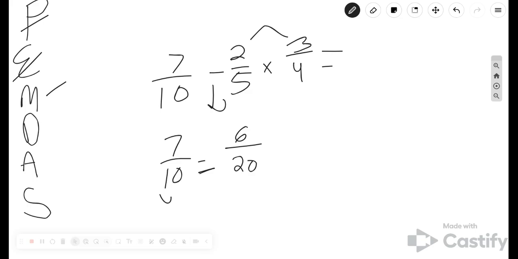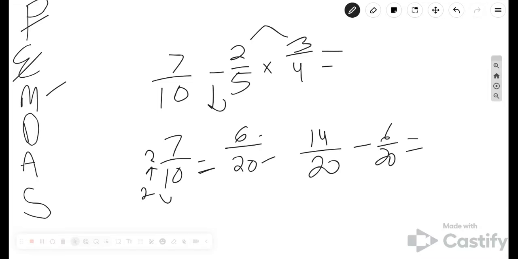You multiply this 10 by 2. That's going to give you 20. And then you multiply this top by the same as the bottom. So you multiply that by 2. That gives you 14. This is already 20, so you didn't need to multiply anything for that. So 14 over 20 minus 6 over 20. 14 minus 6 is what? 8. Is that correct?